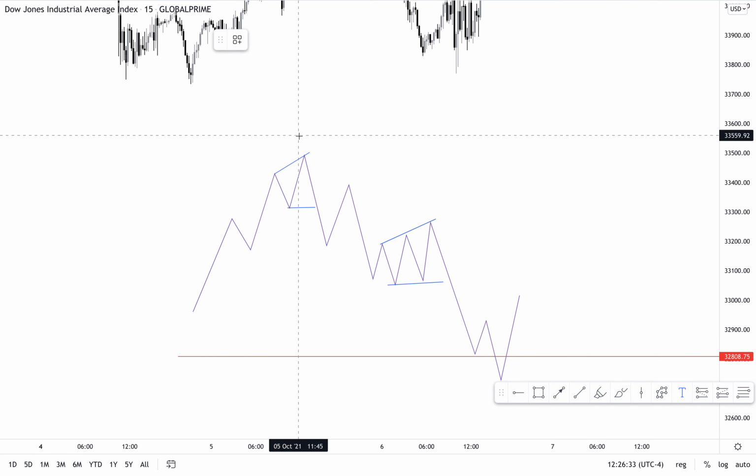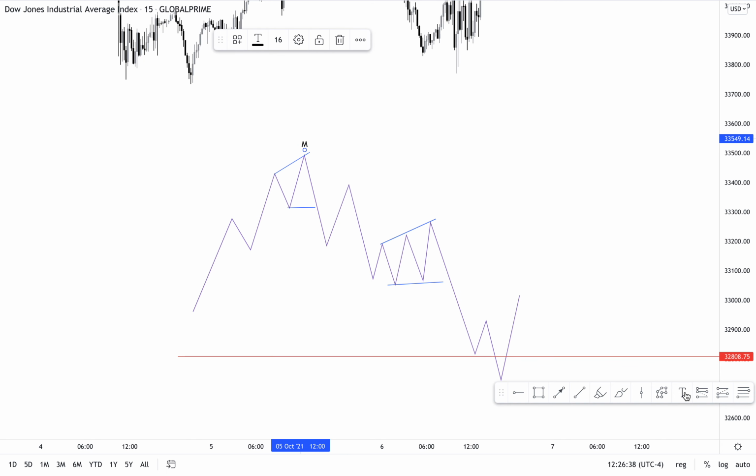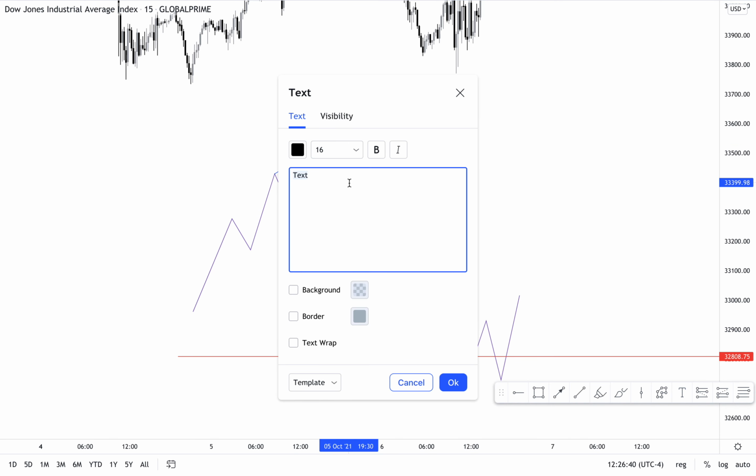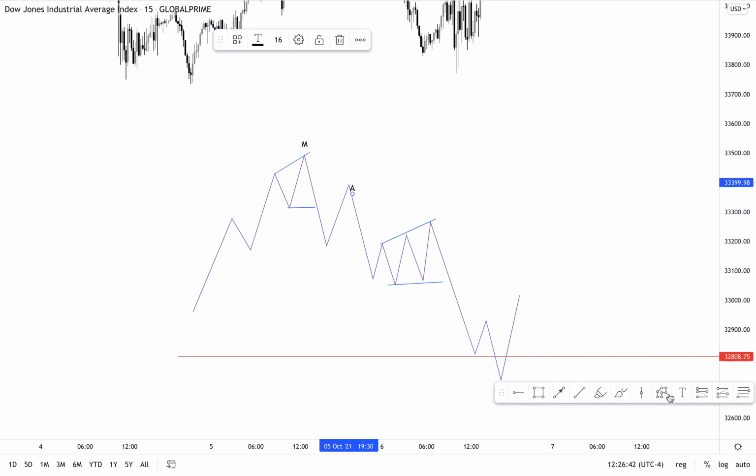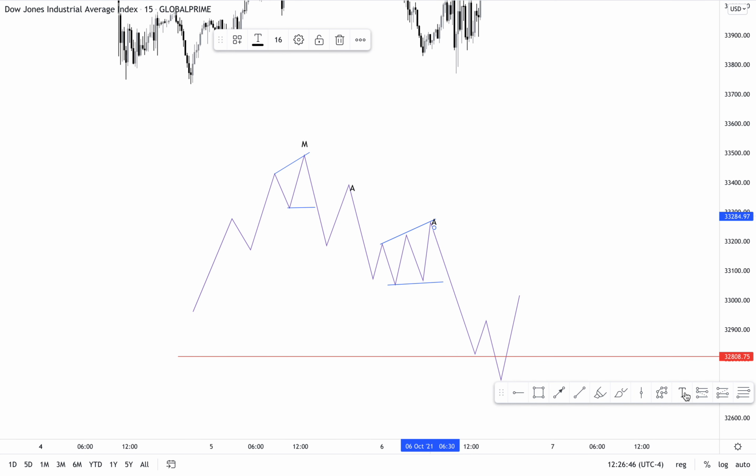This is what we call the first one. The top one is the one we call the M, and this one is the one we call the A point, and you have another A point. Then here comes your W. That W is the one we call a peak formation.